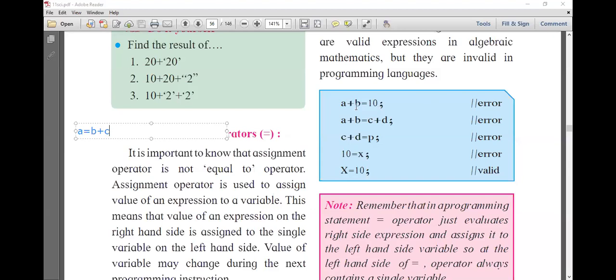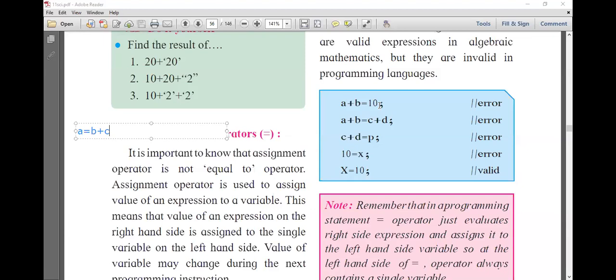Now see here, a plus b is equal to 10. This is not valid. Why? Because here an expression comes at the left hand side, and the rule says that an expression always comes at the right hand side. It doesn't come at the left hand side. So this is an erroneous sentence. So a plus b is equal to 10 is wrong.